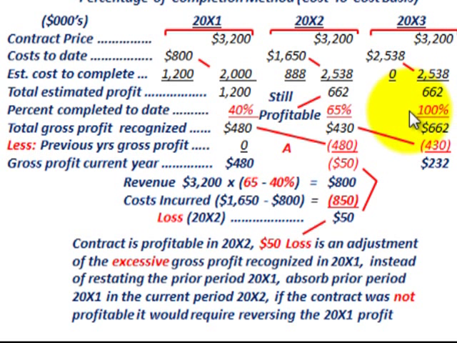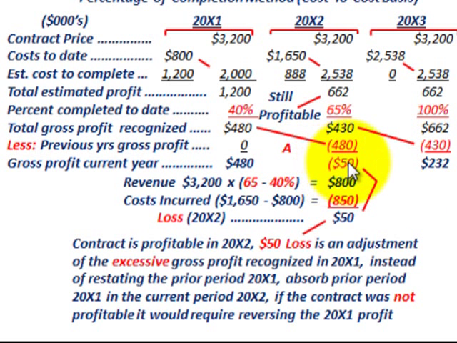In this case, we have 100% of the completion here. That gives us 662. And then we have to subtract out our previous gross profit of 20x2 of 430. So we're going to have gross profit for the year end of the contract in 20x3 of 232. So you can see what's happening here. We had gross profit in the first year, and then we have a loss in the second year, and then we have gross profit in the third year that we recognized on this contract.